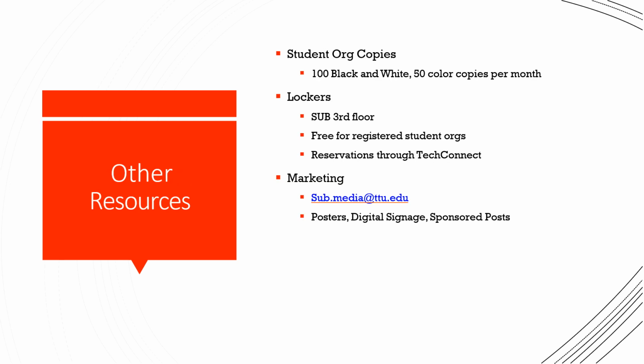As I mentioned earlier, reservations is the primary service that we provide, but not the only service here at the Student Union Building. We also offer free copies to student organizations, specifically 100 black and white or 50 color copies per month for your organization. We also provide lockers on our 3rd floor. This is free for registered student organizations, and reservations for these lockers are coordinated through the Tech Connect system. There is a wait list for these lockers, so it's best to sign up as early as possible.